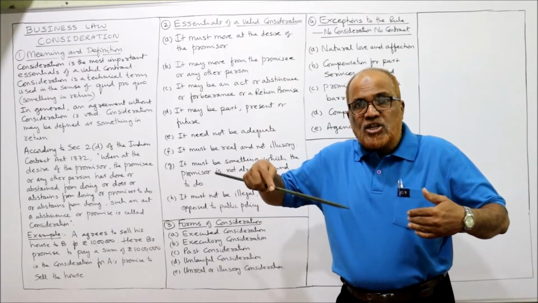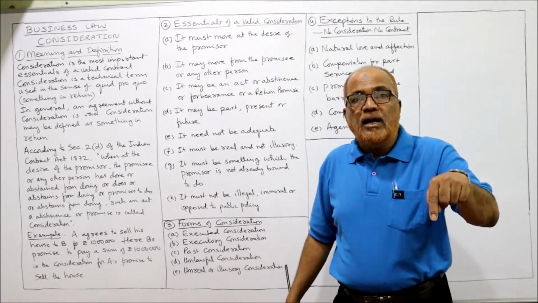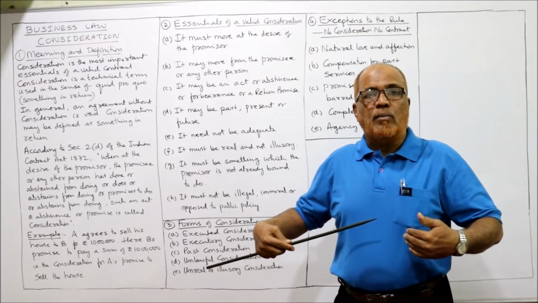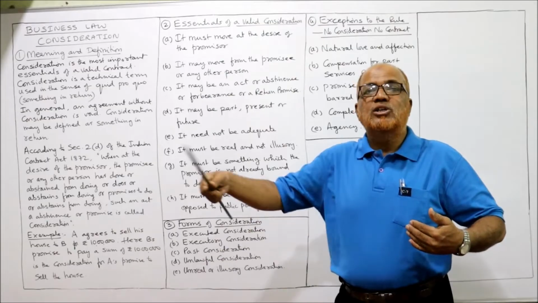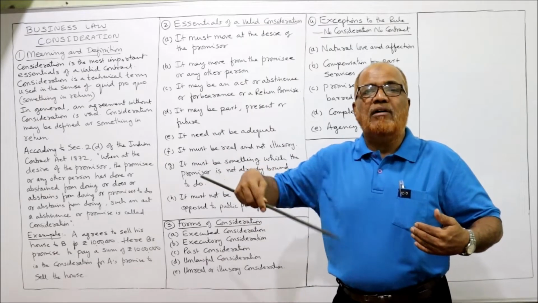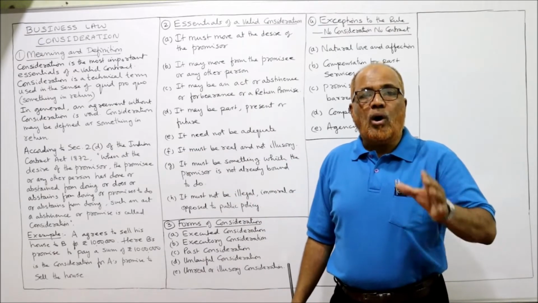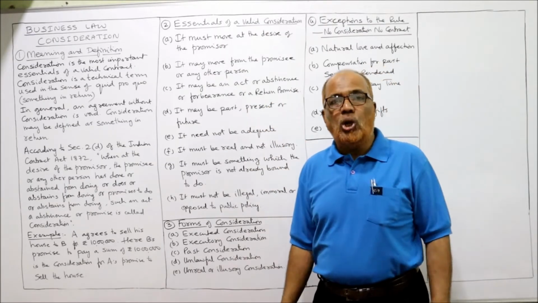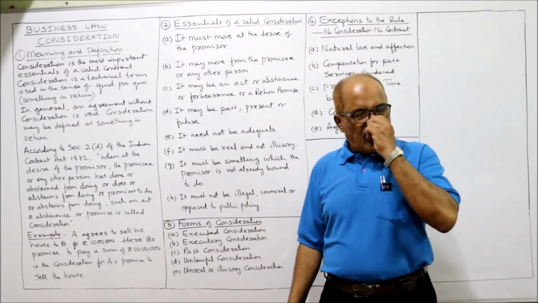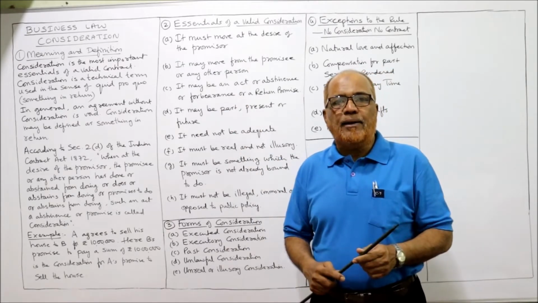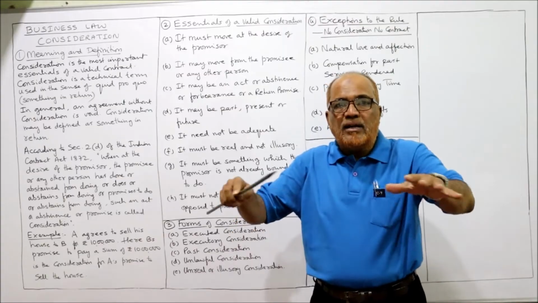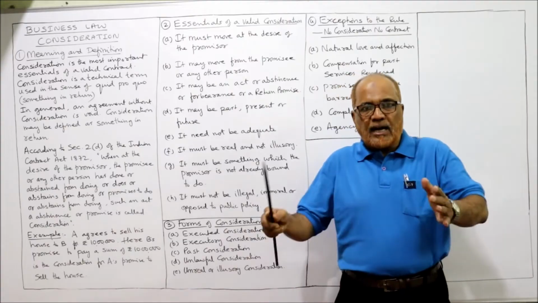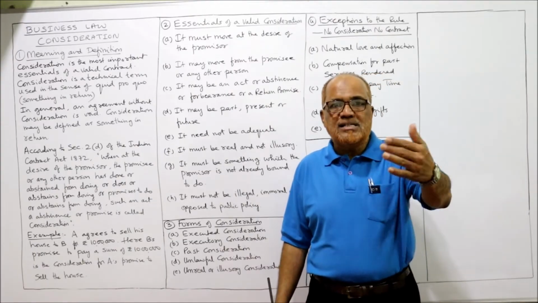Now the consideration should move according to the desire of the promisor. A is the promisor, and A's desire is: you have to pay 10 lakh rupees to me, and I will give you my house. So it should always be at the desire of the promisor. There is a famous case law on this first point. In a particular case, Mr. A is making some improvement in the market at the desire of the collector of the district.